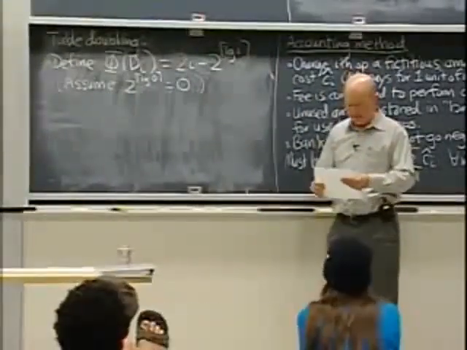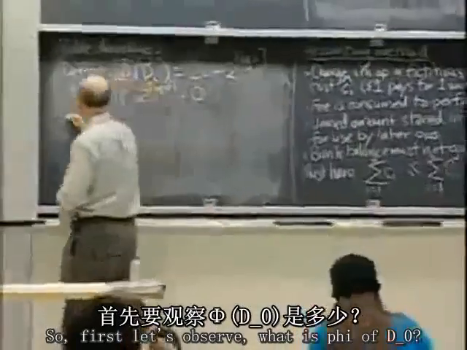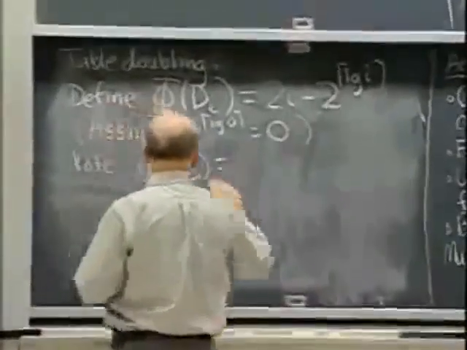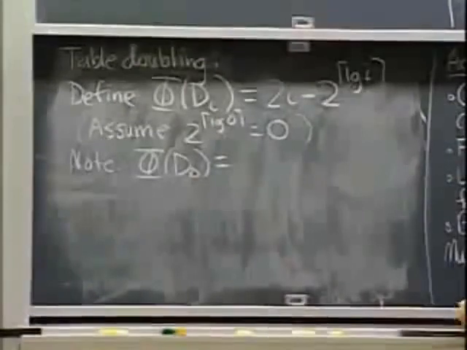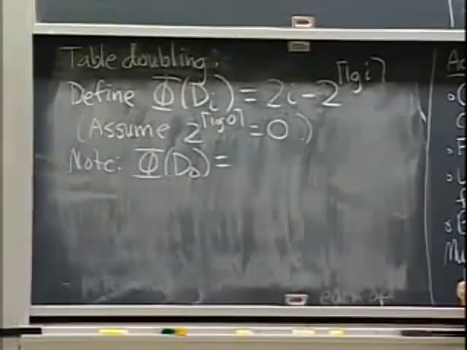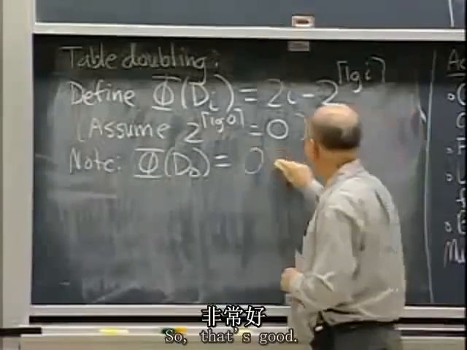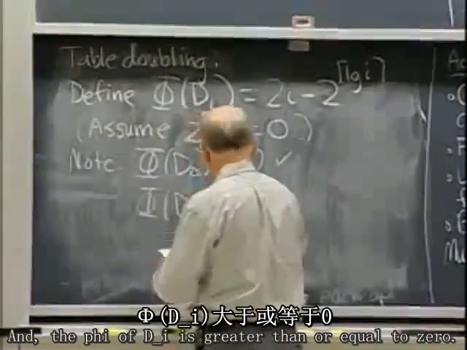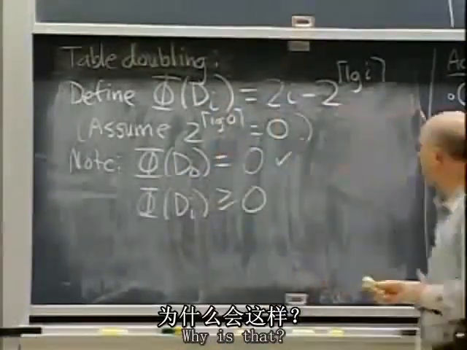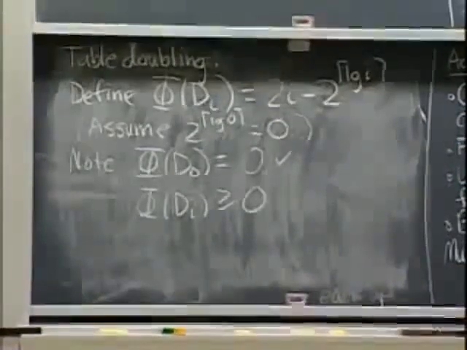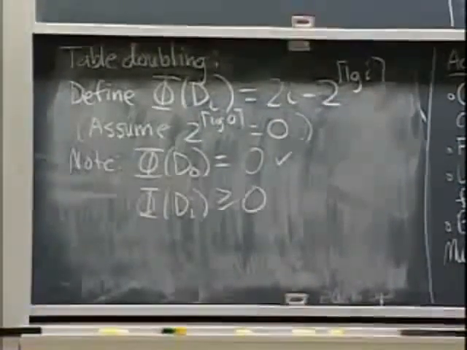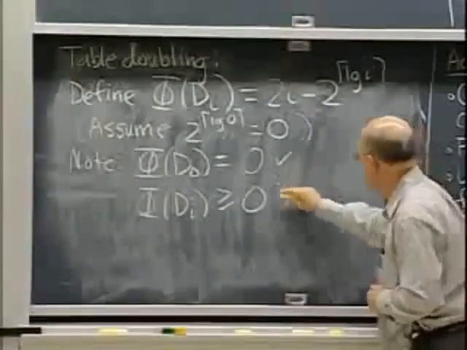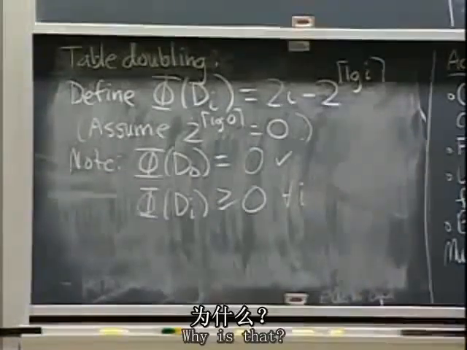Okay? So first let's observe what is phi of d0. Zero. So that's good. And phi of di is greater than or equal to 0. Why is that? For all i. Why is that?